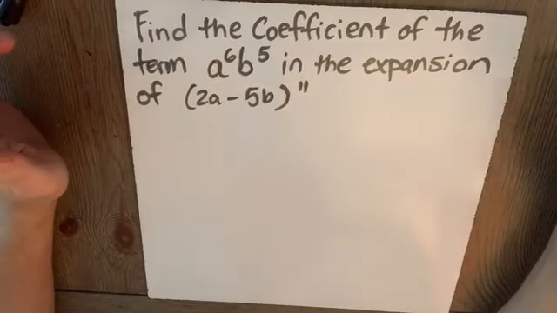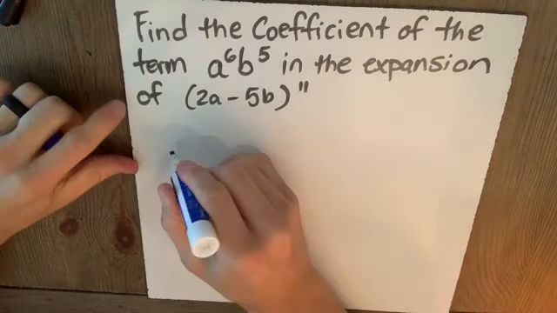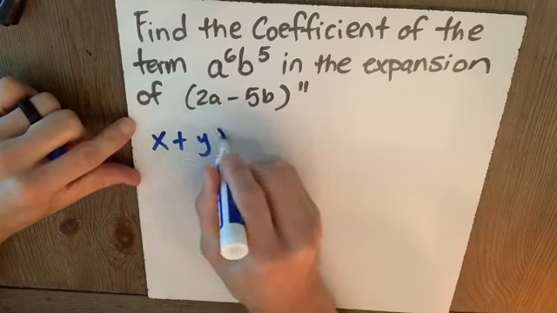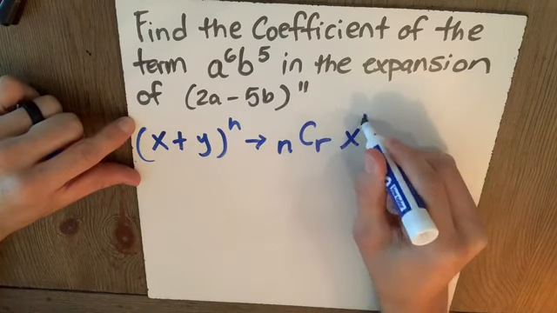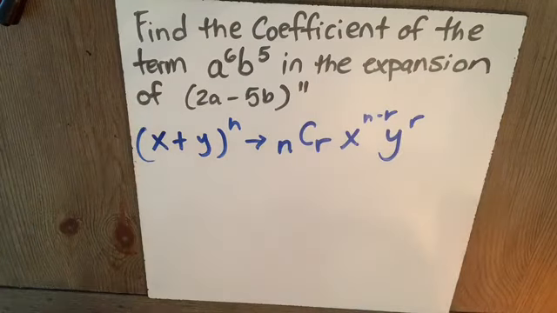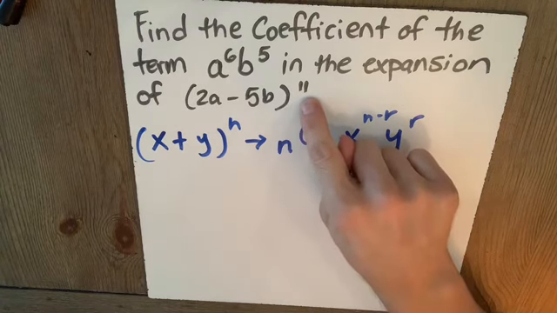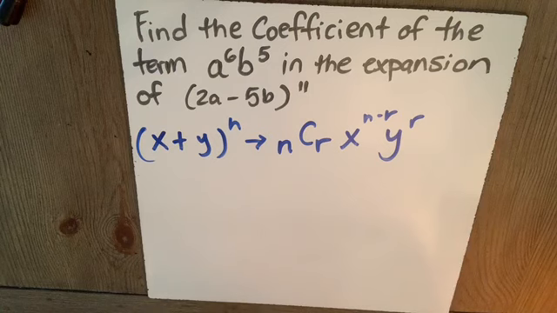Here is a great example of the benefits of using, in the expansion of x plus y to the n, nCr x to the n minus r, y to the r to find any term. The problem says find the coefficient of the term a to the 6th, b to the 5th in the expansion of 2a minus 5b to the 11th. Now, as soon as I see 11, I know 11 plus 1, there are 12 terms. So if you want to, you could expand this out, find all 12 terms, and then look for the one that has a to the 6th, b to the 5th. That would be the most inefficient way to do it, but you could do it that way.